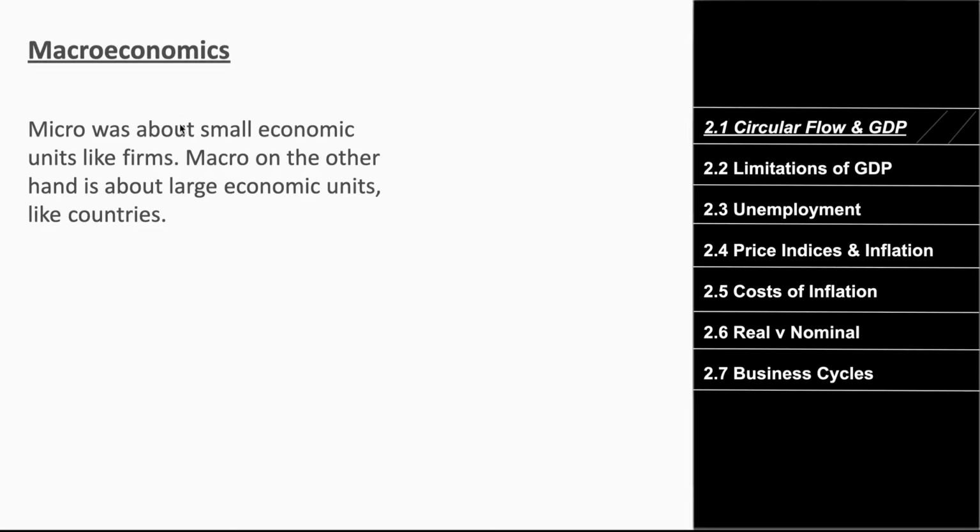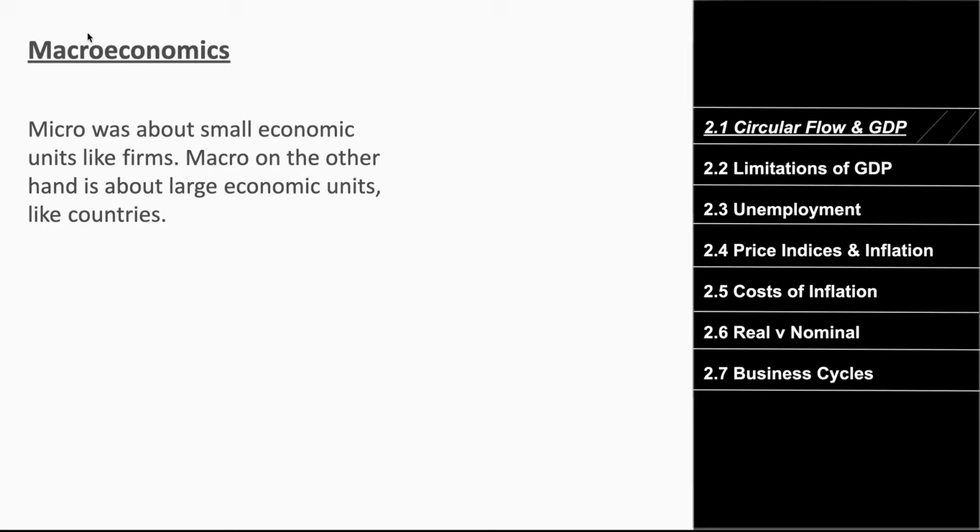With microeconomics, we were talking about small economic units. So when we're talking about those graphs, we're drawing corporations or firms. When we're talking about marginal utility and utility maximizing, we're talking about individuals. Those are all small economic units.